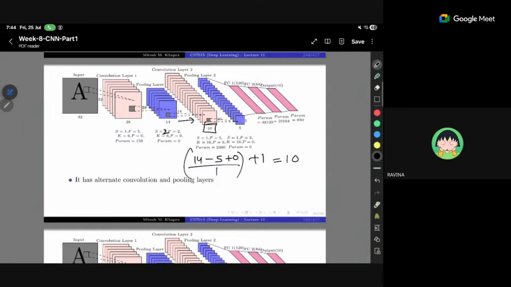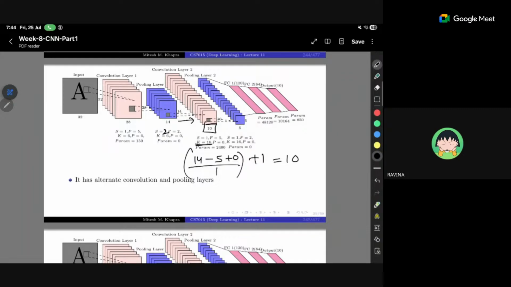But how much depth am I getting? I'm using 16 such filters. So 16 such filters I'm applying, and that's why I'll have an output size of 10 cross 10 into 16. So 16 will be the depth of it.